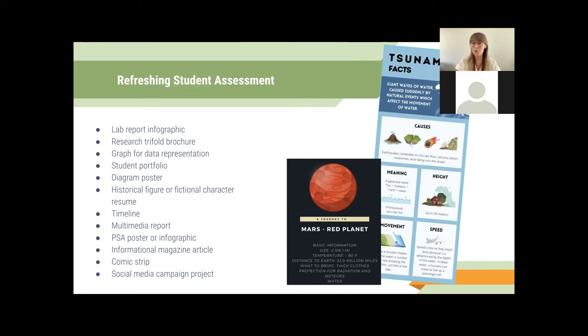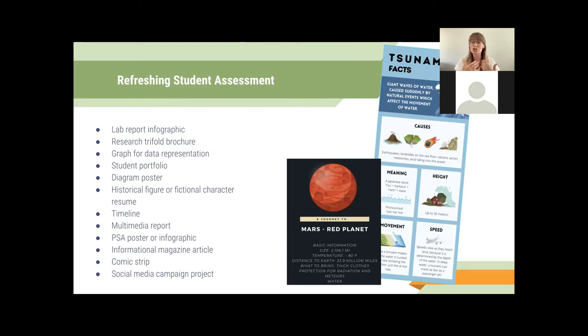They can create a multimedia report. Excuse me, because again, in Canva, there's the option to create videos. We can also have them do a presentation where their voice is recorded. So that's another way to do a multimedia report. Students who are learning about argument can create a PSA or public service announcement poster or infographic or short film. Students can represent their content knowledge by creating an informational magazine article, a comic strip, a social media campaign project. There's a huge variety of things students can do.